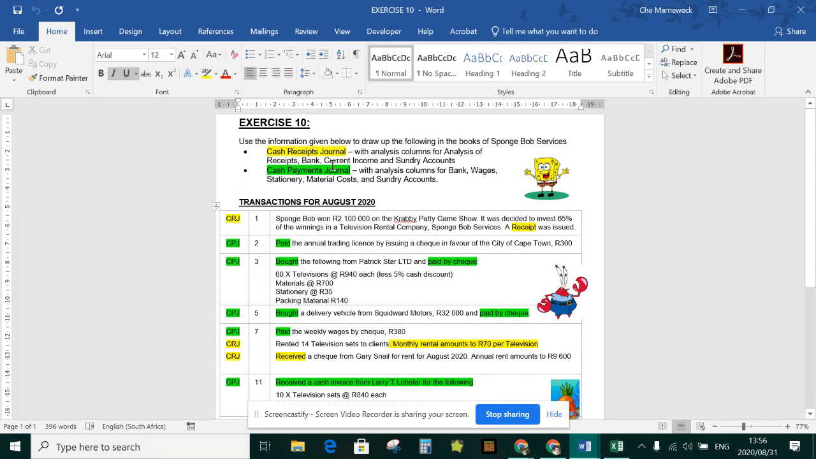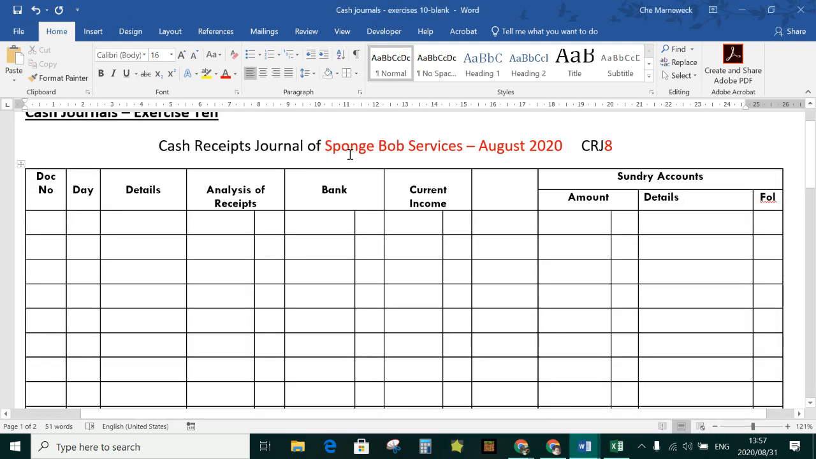journal. So if we look at the name of the company, we are going to draw up the following in the books of SpongeBob Services. So that's the name of our company. And we look for the month and the year, August 2020. We then go to our heading to fill in our information. So cash receipts journal of, name of company, SpongeBob Services, dash, month, August, year 2020, which means that August is the 8th month in the year, so that will be the cash receipts journal, CRJ 8.